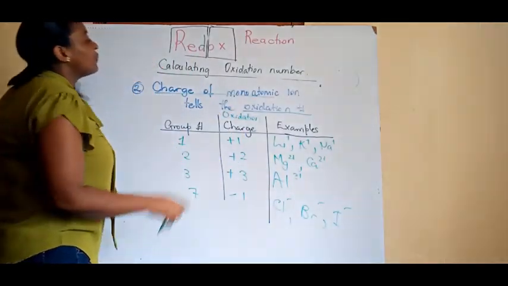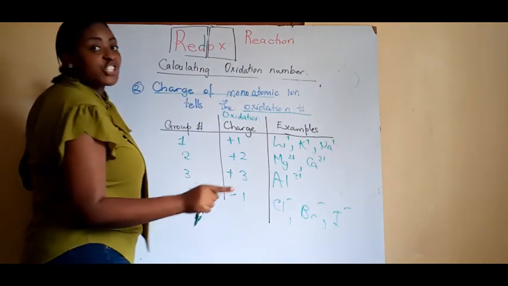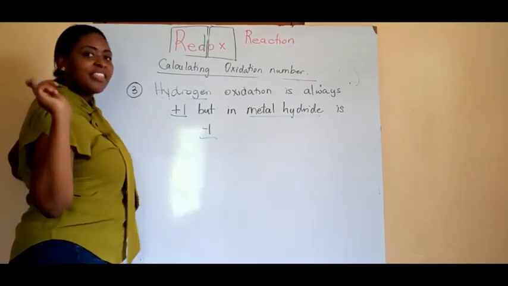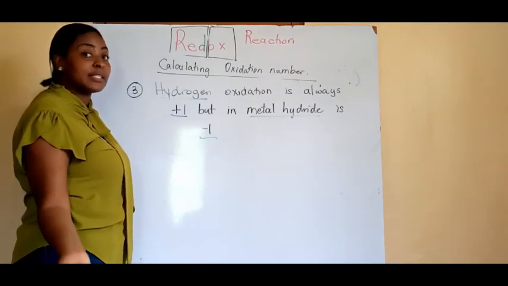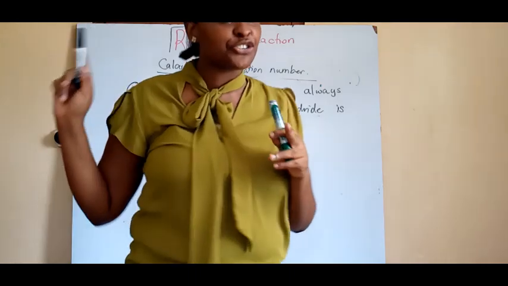So let's review. The charge of a monatomic ion tells the oxidation number. This is it. The oxidation number of hydrogen is always going to be plus 1 except in metal hydrides.